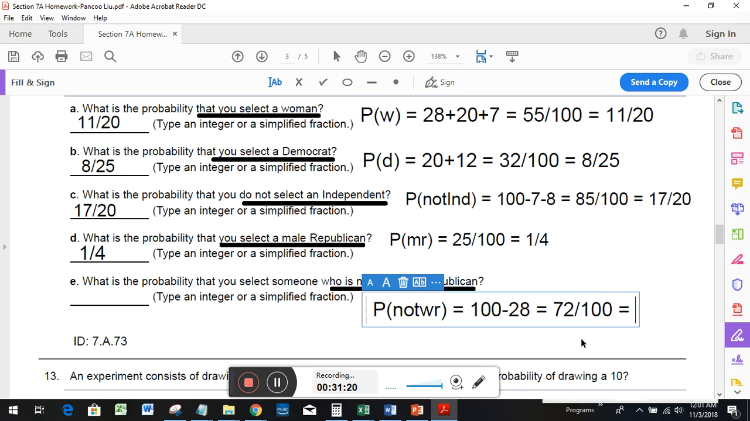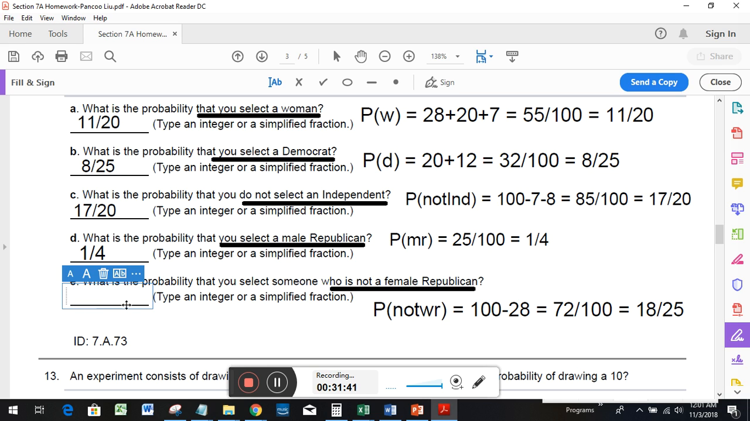And again, this can be reduced further. In this case here, 4 can actually divide into each number evenly. 72 divided by 4 would give me 18. And 100 divided by 4 would be 25. So your reduced fraction would be 18/25.